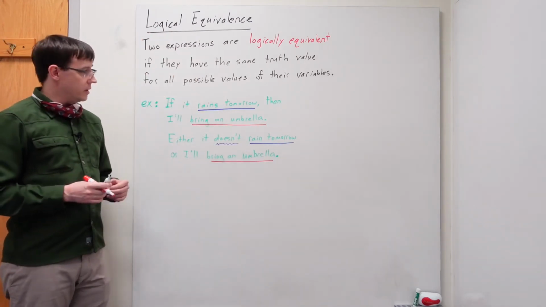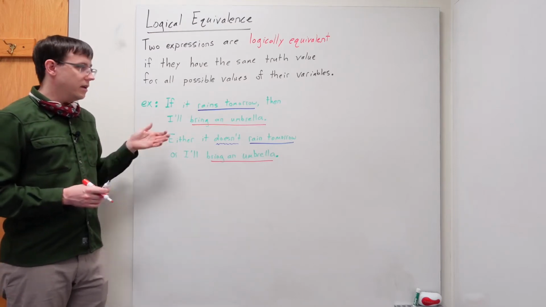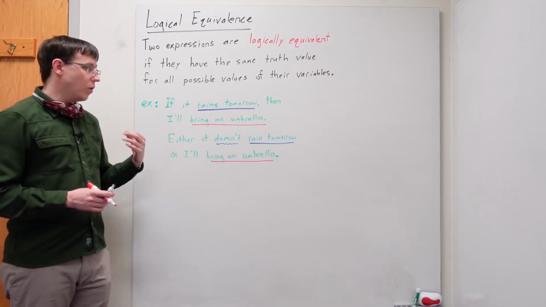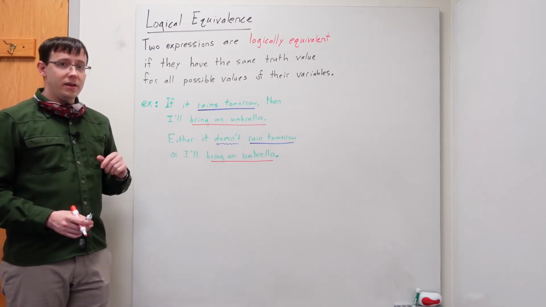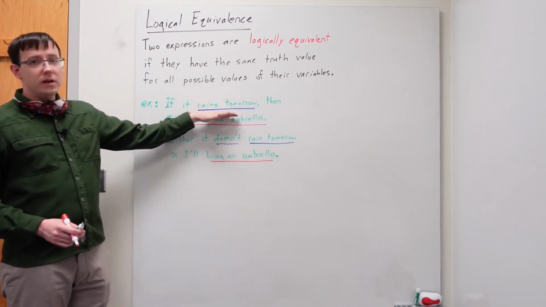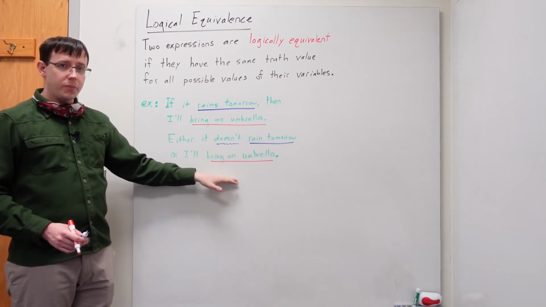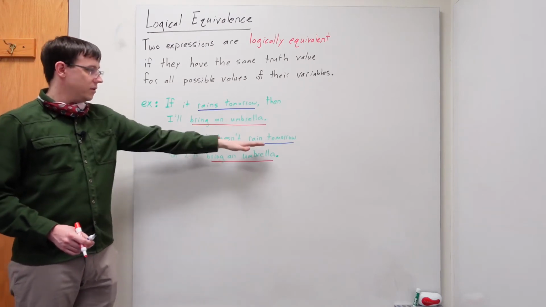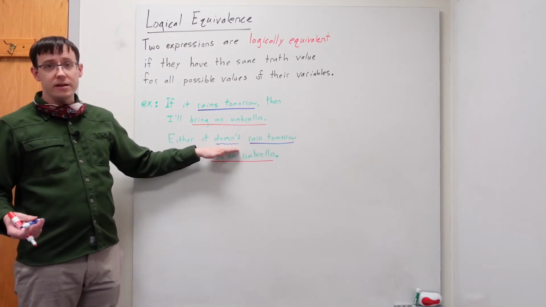In these 2 statements, "if it rains tomorrow, then I'll bring an umbrella" and "either it doesn't rain tomorrow or I'll bring an umbrella," we can identify the same propositions. It will rain tomorrow, and I will bring an umbrella. And in the second statement, the rains tomorrow proposition is negated.